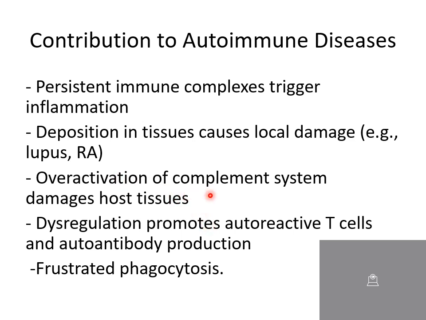If immune complexes overactivate the complement system, which we know is a series of proteins, they damage host cells, and this dysregulation promotes autoreactive T cells and autoantibody production. If immune complexes are not cleared well, they will be deposited in different tissues and lead to inflammation, whereby the immune system will try to recruit immune cells like macrophages to the inflammation site. So this is all, I think.